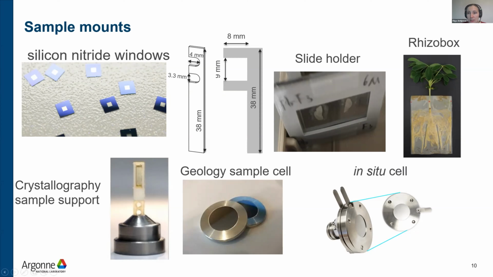The Ariza box can be an option for plant studies, and then also the geology sample cell, which is quite often used at sector 13, and in situ cells of different varieties to study samples under different environmental conditions. And in case you want to do tomography, then some kind of tomography kinematic mount, like a crystallography sample support or something like that, can be used.